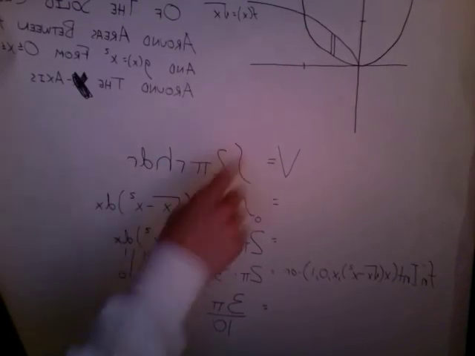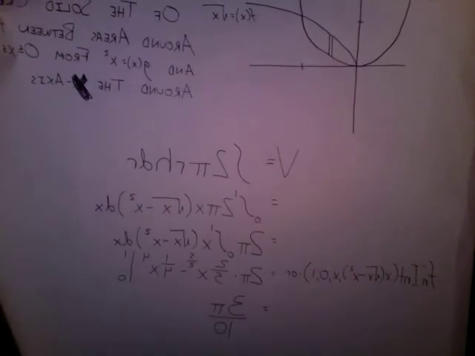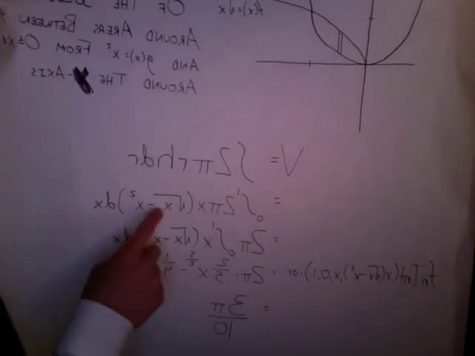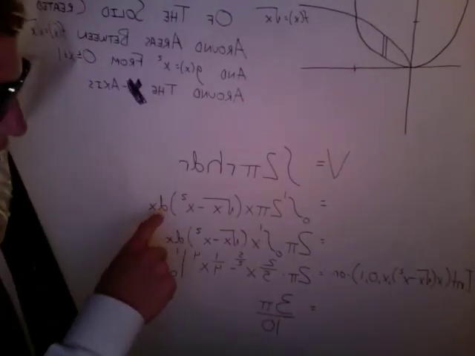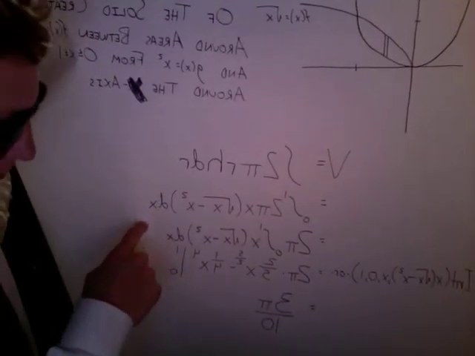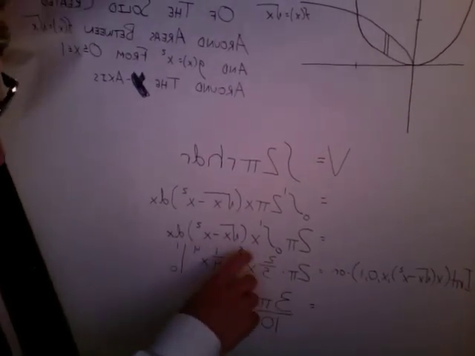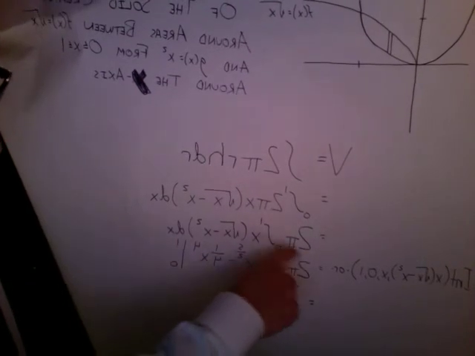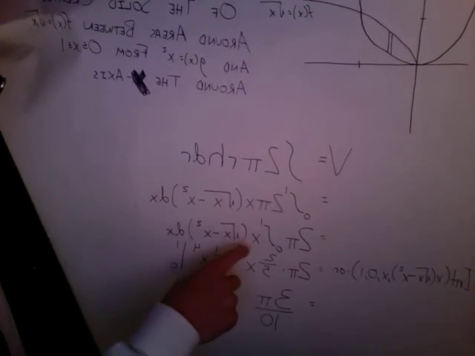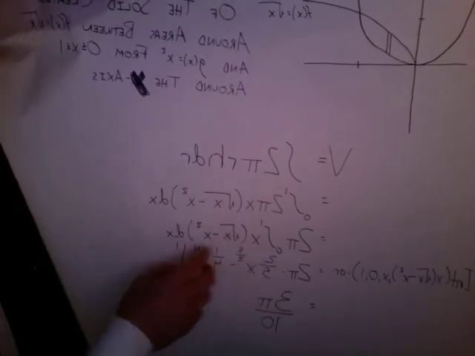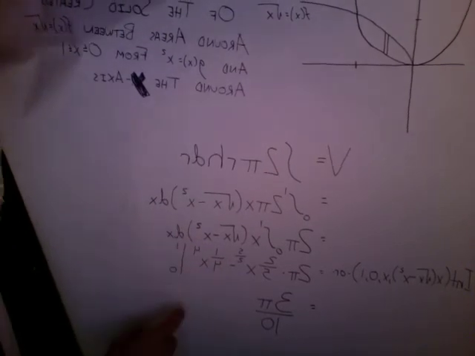times x, which is the radius, and then to find the height, you have to find the difference between the two graphs, which is the square root of x minus x squared with respect to x. So using the calculus that we've learned all year, we're going to pull out the 2 pi because that's a constant, and we're going to take the integral from 0 to 1 of x times the quantity square root of x minus x squared with respect to x.